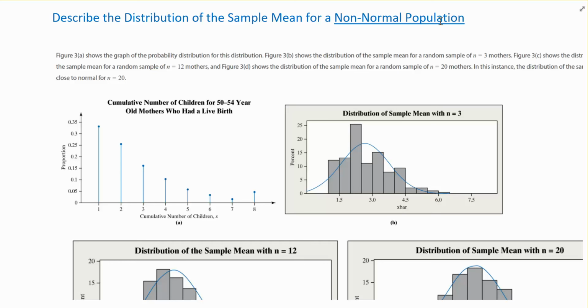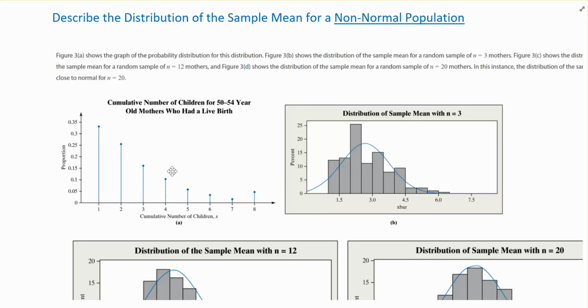So we also want to talk about a distribution when we have some sort of a sample mean that is not a normal distribution or doesn't come from a normal population, in other words. We've looked at this image before, but let's talk about it one more time. This is talking about the probability distribution for the cumulative number of children for women who are 50 to 54 years old who've had births. And you can see that the distribution is obviously skewed right.